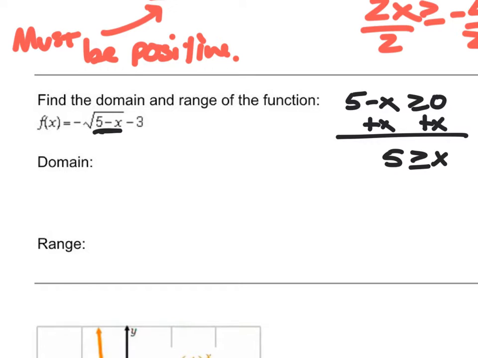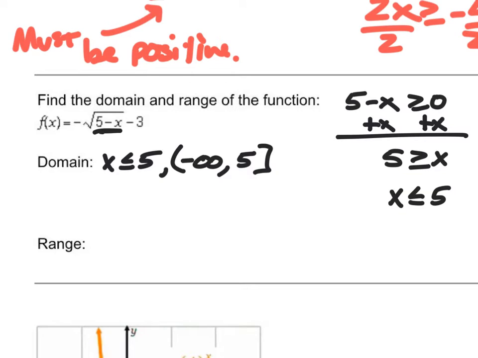And really what this means is that x is less than or equal to 5. So that's our domain, x is less than or equal to 5. And then if we wanted to put that in interval notation, we would say this goes from -infinity to 5, okay? Bracket here, parenthesis here.